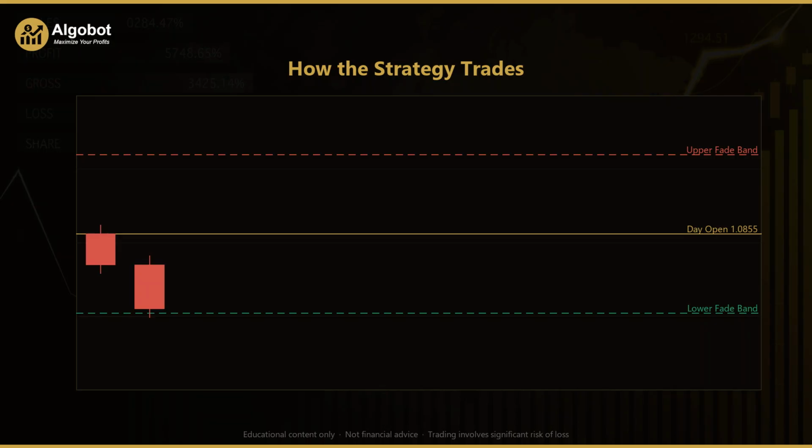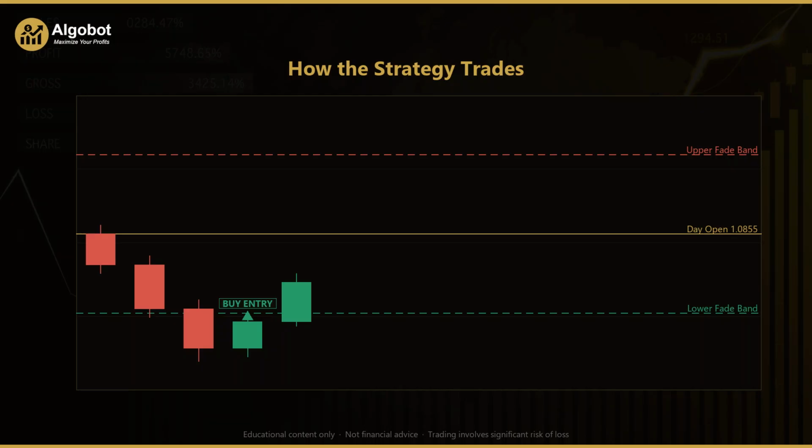Let's walk through this illustration candle by candle, and follow both a long and a short example in sequence. The gold horizontal line running across the chart is the day open at 1.0855. That's the fixed reference this whole strategy is built around, the gravity center that price will be measured against all session. The green dashed line below it marks the lower fade band, and the red dashed line above it marks the upper fade band. Those bands represent the inner threshold, roughly 1.2 ATR away from the open, where the strategy starts to consider a fade.